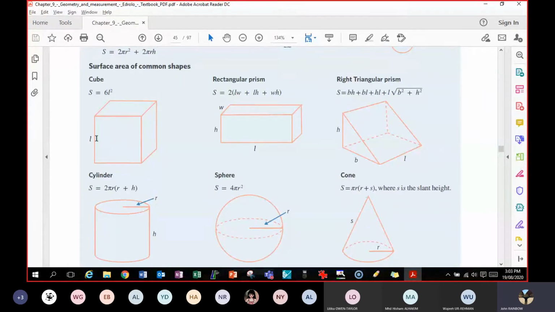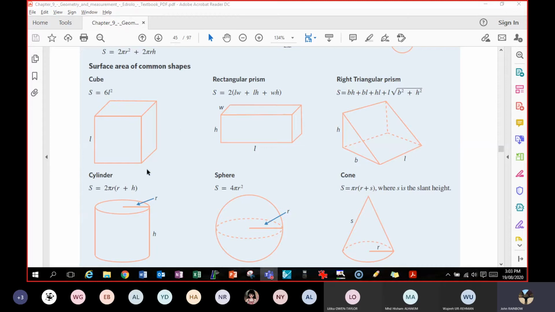Total surface area of a cube. Any questions on that one? Otherwise, I will move on. Surface area of a cube. What I would do is have you guys copying all these formulas down. You don't need to get them all, but if you've got them all, you'll be right.